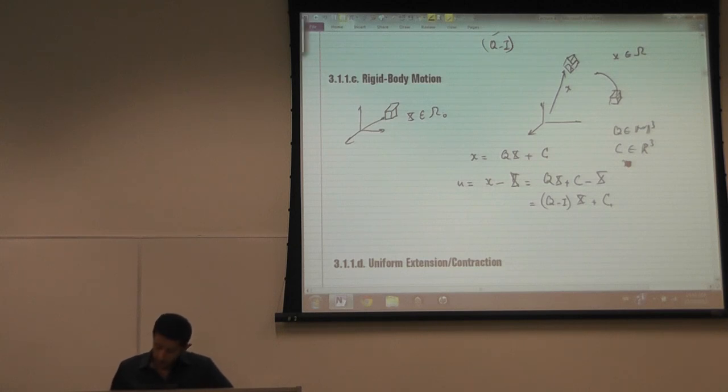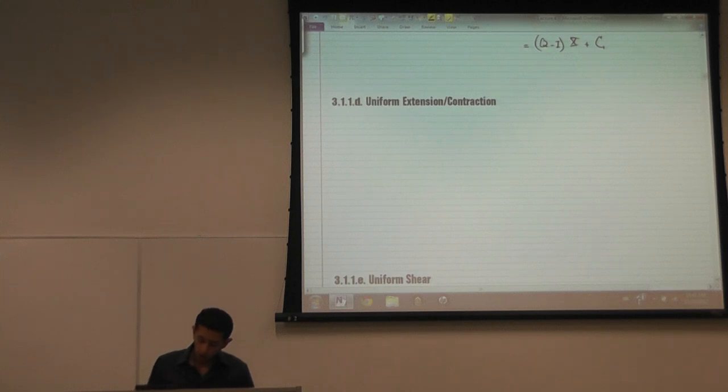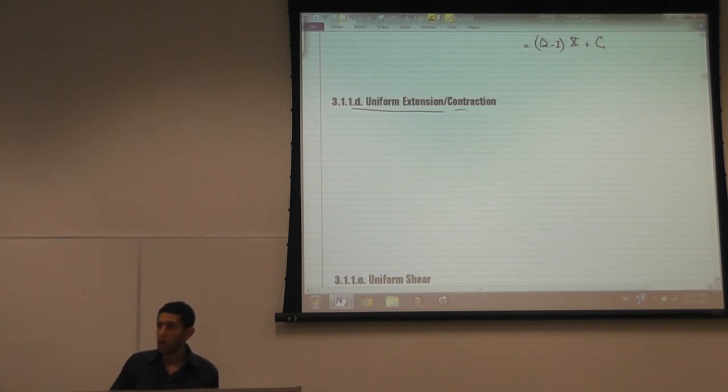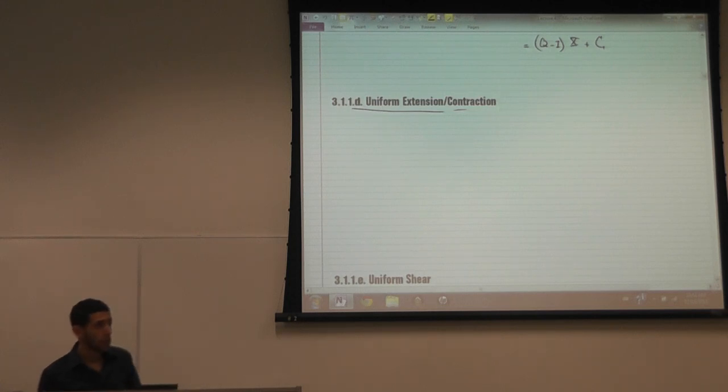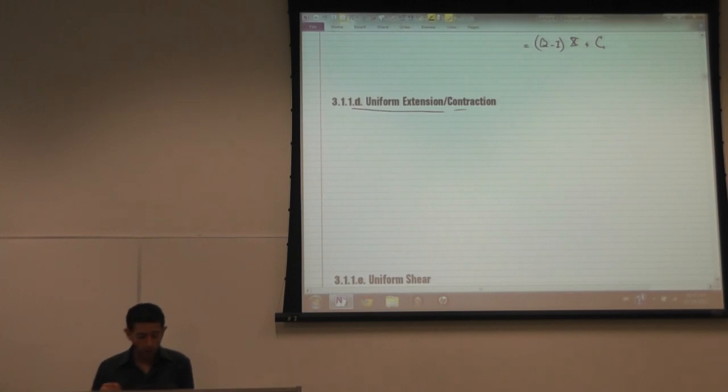Next, two types are uniform extension and contraction. The previous very simple movements relied on rotation or translation. There's no associated strain, and I should not expect any, because I have not moved the materials with respect to each other.